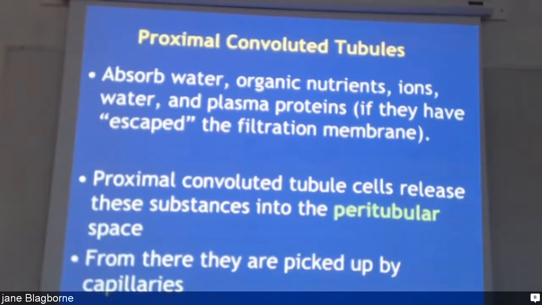So the convoluted tubules absorb water, and that's what I mean. They prevent us from being dehydrated. So that's their job. So the peritubular space is obviously outside of the tubes. So they're talking here with the peritubular. And so any of these filtrations, like the water and organics, is picked up by the capillaries and put back into the circulatory system to be reused again.